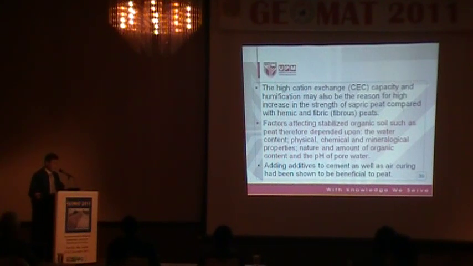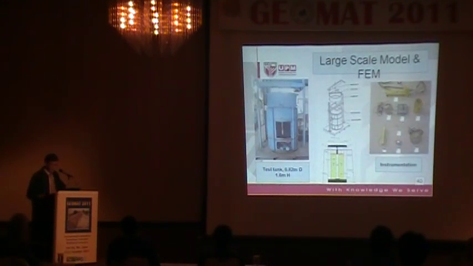The high cation exchange capacity and humification may also be the reason for the high increase in strength of septic peat. This is the most decomposed peat compared with hemic and fibric peat. And factors affecting the stabilization of organic soils such as peat are therefore dependent on water content, chemical and mineralogical properties, nature and amount of organic content, as well as the pH. But the addition of cement as well as air curing was found to be the most significant.